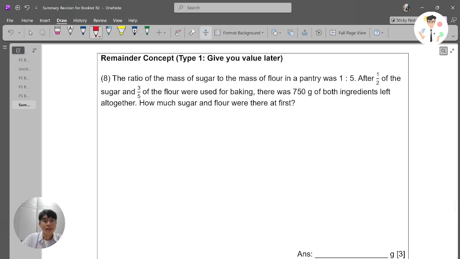Now, here it says that the ratio of the mass of sugar to flour in the pantry was 1 to 5. And as you know, if they write 1 to 5, it basically means 1 unit and 5 units. So I can draw the model just like this.